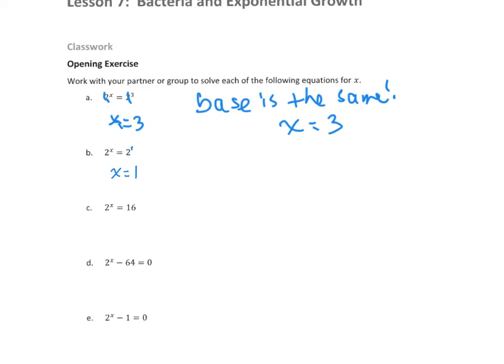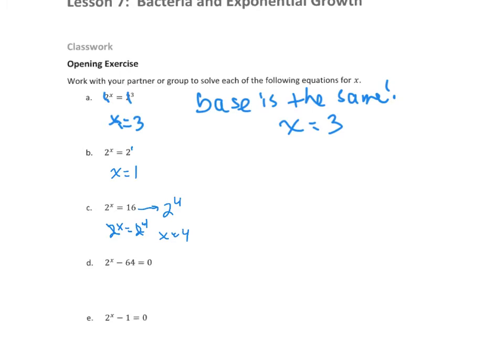So again, you don't need to jump to your calculator just yet. I can make 16 look like some base 2 raised to a power, right? Because I know 16 is 2 to the 4th, because I have all my powers of 2 memorized. So now I can rewrite this equation as 2 to the x equals 2 to the 4th. And now my bases cancel out, and I'm left with x equals 4.